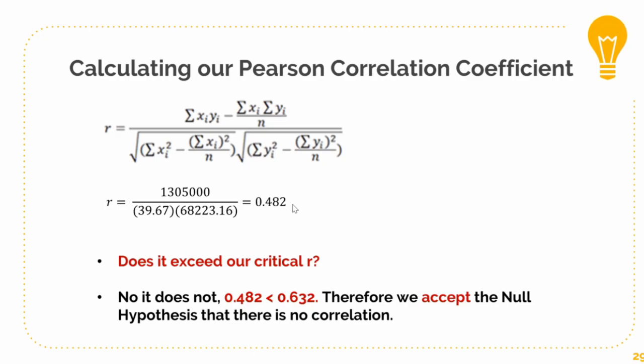So does 0.482 exceed our critical R? No, it does not, unfortunately. So therefore, in this case, we need to now accept the null hypothesis that given our data set, there is no correlation between, or at least no statistically significant correlation between age and income.